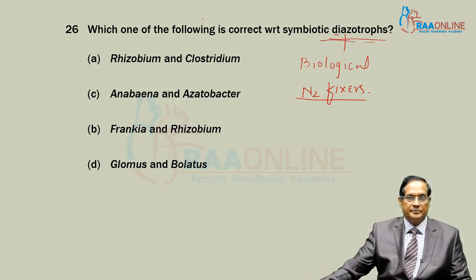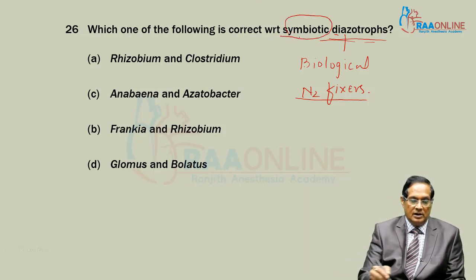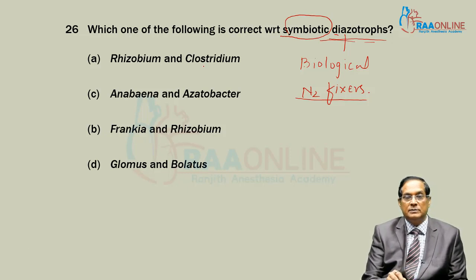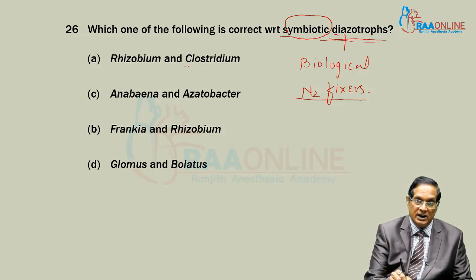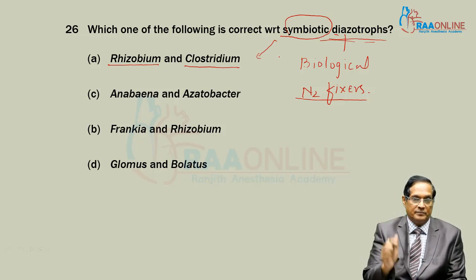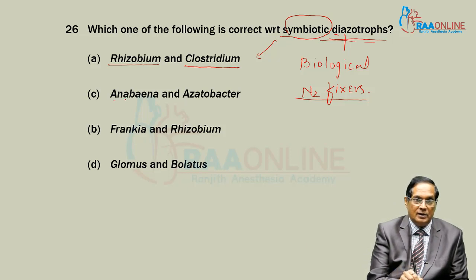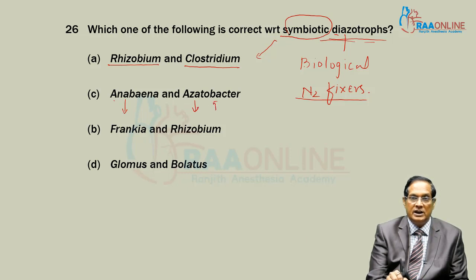And see this one, the word symbiotic is given. Symbiotic diazotroph. Rhizobium is symbiotic, but Clostridium is non-symbiotic, free living anaerobic. But we have to choose that particular option in which both symbionts are mentioned. Then the second one, Anabaena and Azotobacter. Anabaena is free living as well as symbiont, but Azotobacter is free living only. Azotobacter is a free living bacterium. Similarly, Clostridium is free living.